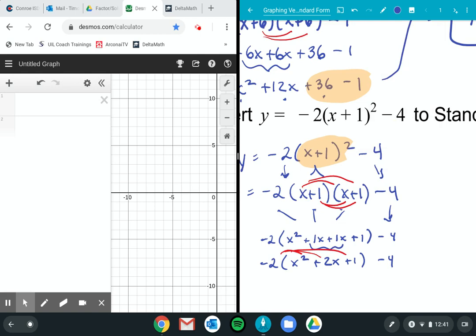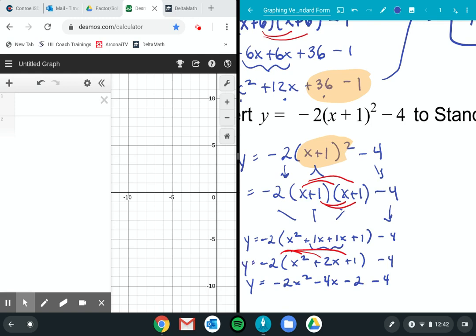And regardless of the order in which you multiply, you should get the same thing. Okay. So now I get negative 2x squared minus 4x minus 2 minus 4. And this is still y equals. Keep that in mind. I just don't write it every time. I can, though, for those of you that might need it.